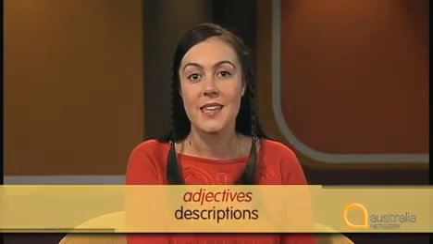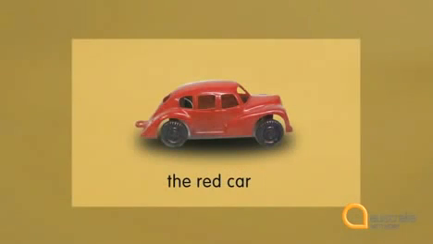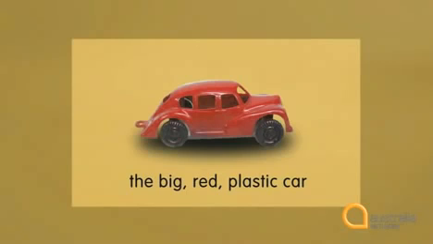Being able to describe things properly is an important communication skill. You need adjectives for descriptions. They usually come before the nouns they are describing. The red car. But when you want to accurately describe something, you often need to use more than one adjective in a row. What if the car is big, red, and made of plastic? We call it the big red plastic car. Notice that the adjectives are usually separated by commas.